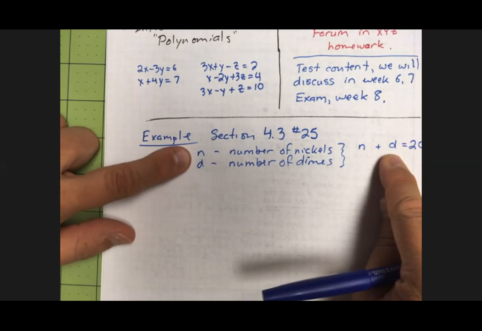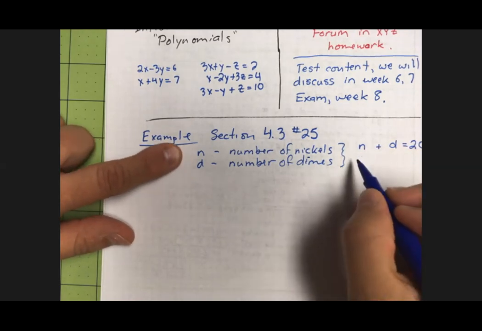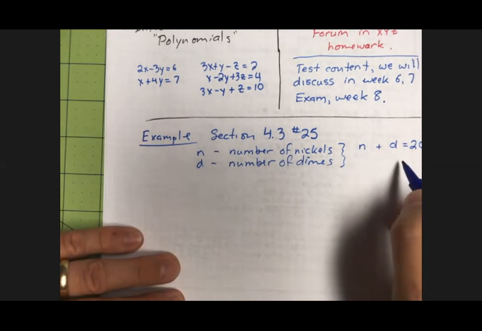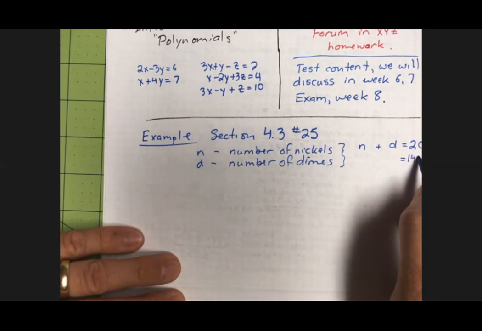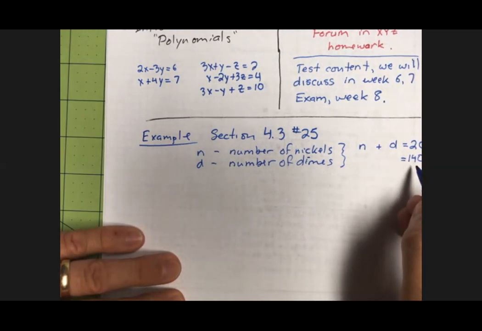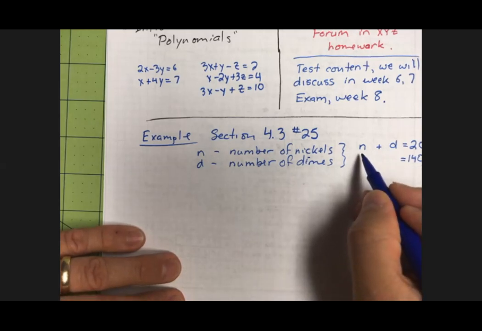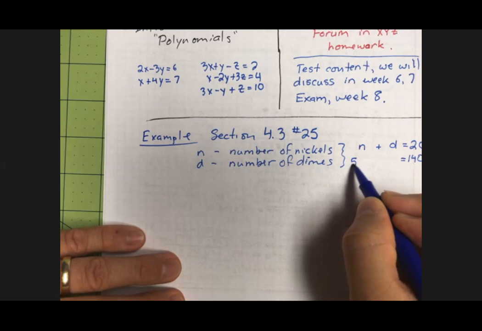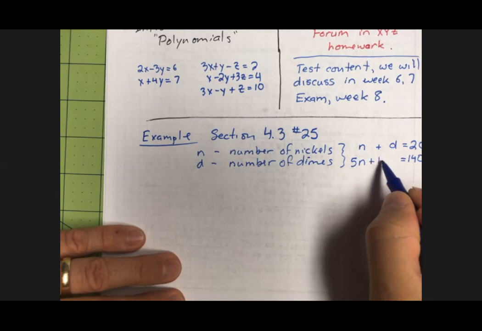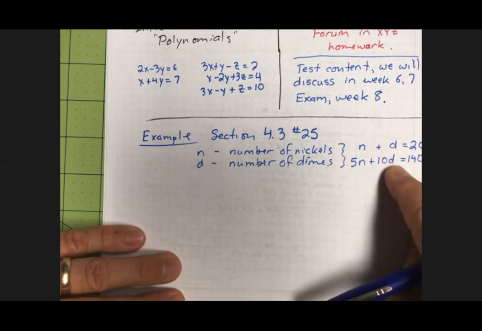You also know the value of each dime and the value of each nickel. So you could say, and you could do this in decimals or dollars, I've got 140 cents. Or you could say, I've got $1.40. I'm going to just say, because I like to avoid decimals when I can, I got 140 cents. And you know that each nickel is worth 5 cents. So how many nickels I got, I multiply by 5, and that tells me how much money I got in nickels. Dimes are worth 10 cents. Then if I have 7 dimes, I will have 70 cents.